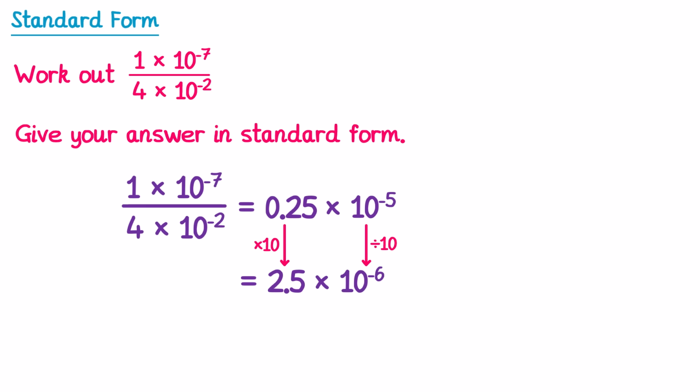If you find that difficult to follow, just imagine a number line. If you were on negative 5 on a number line and you subtracted 1, you would move to the left 1, which gives you negative 6. And that's in standard form now, so that's the answer to the question.